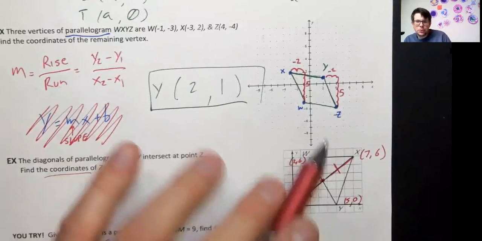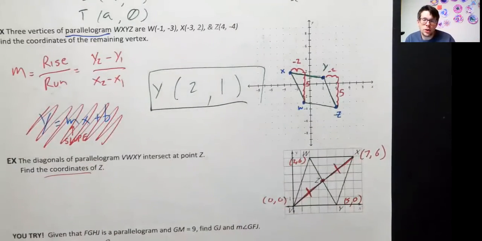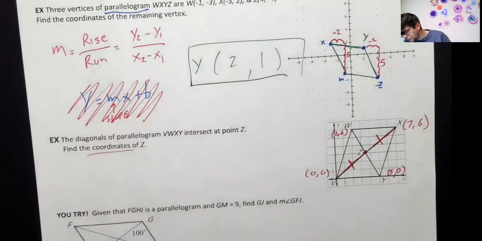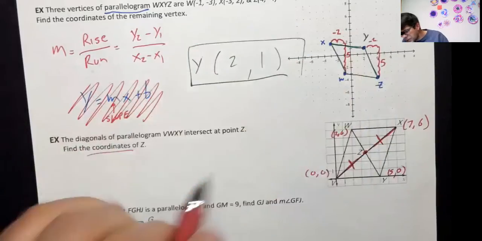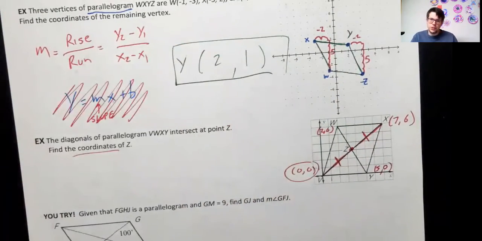Now, you can look at either one of these diagonals. We have plenty of information floating around in our picture, but you are going to want to try to focus on just one of them, and then you can find the midpoint for that. I'm going to choose this one, VX. One of the major reasons why I'm going to pick VX is because this point V is so easy to work with. 0, 0 is great.